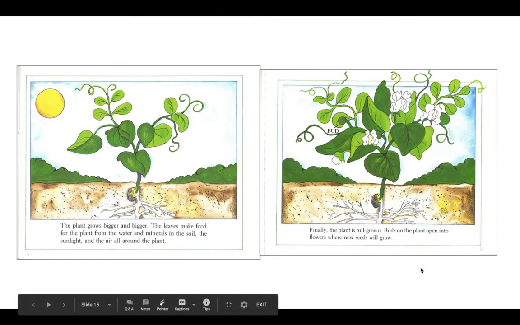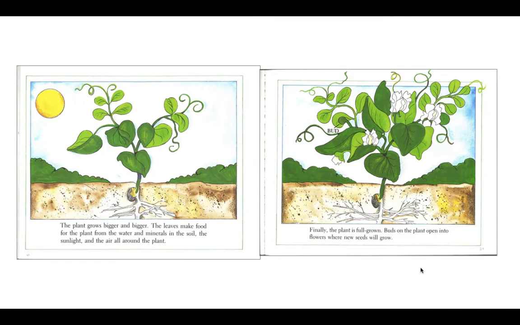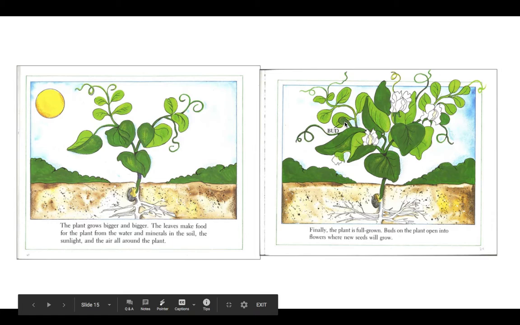The plant grows bigger and bigger. The leaves make food for the plant from the water and minerals in the soil, the sunlight, and the air all around the plant. Finally, the plant is full grown. Buds on the plant open into flowers where new seeds will grow, just like we learned. Here's a little bud.